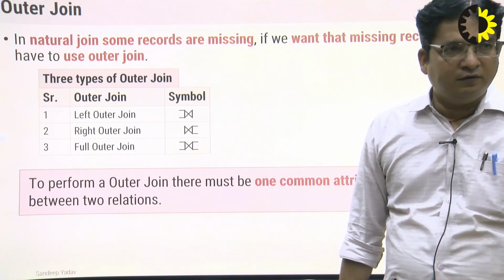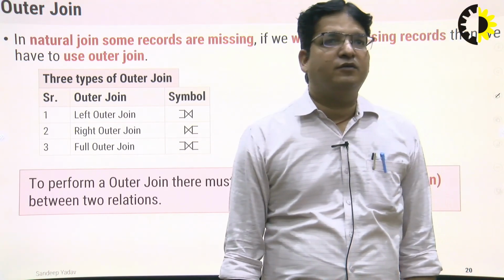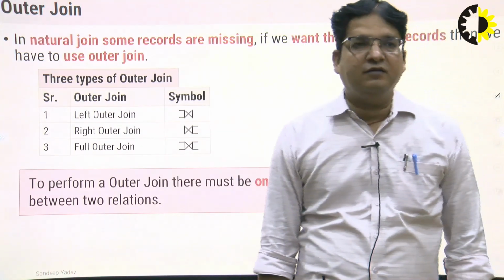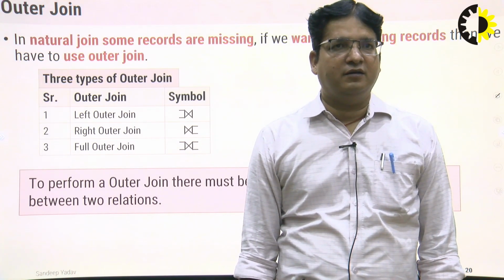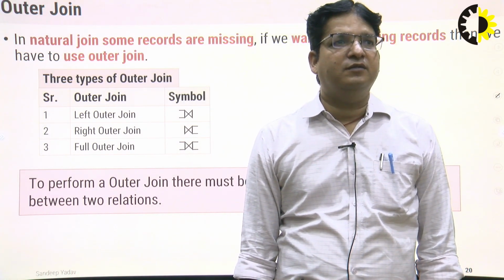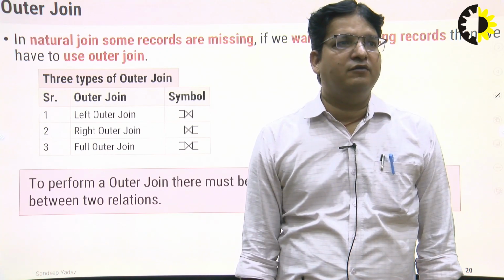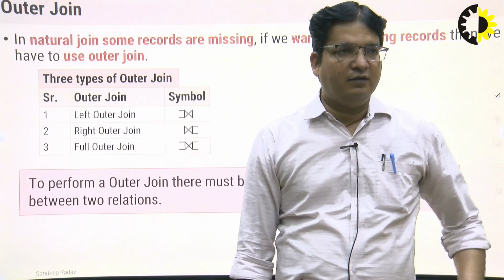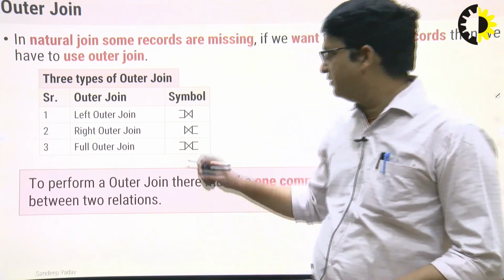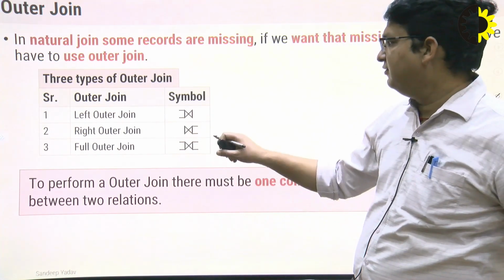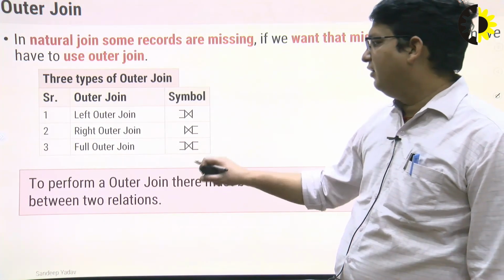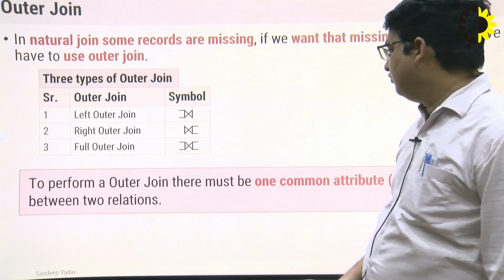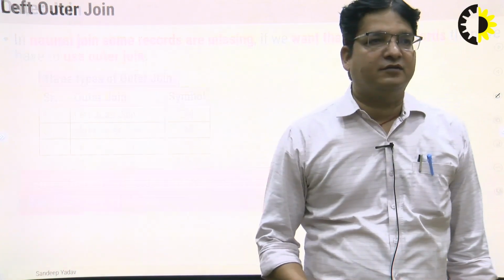Outer join. Now in natural join some records are missing, that is, some are present in one table but not present in the other table. So if we want to show these missing records also, we have to use the outer join. Outer join is of three types. First is left outer join, specified like this, right outer join specified like this, and full outer join like this. To perform an outer join, there must be one common attribute between the relations.